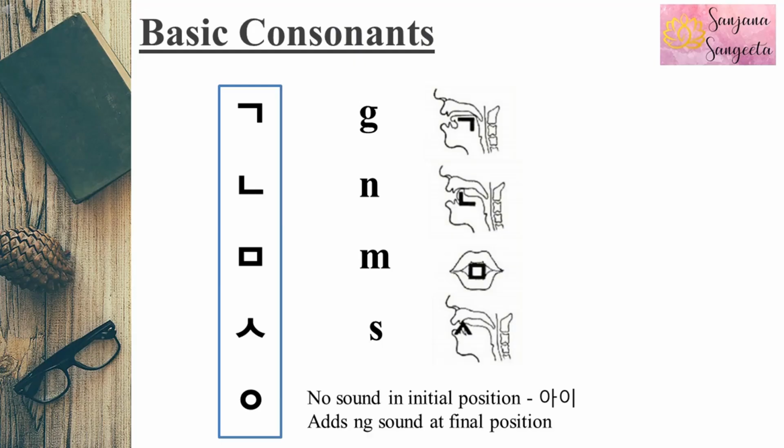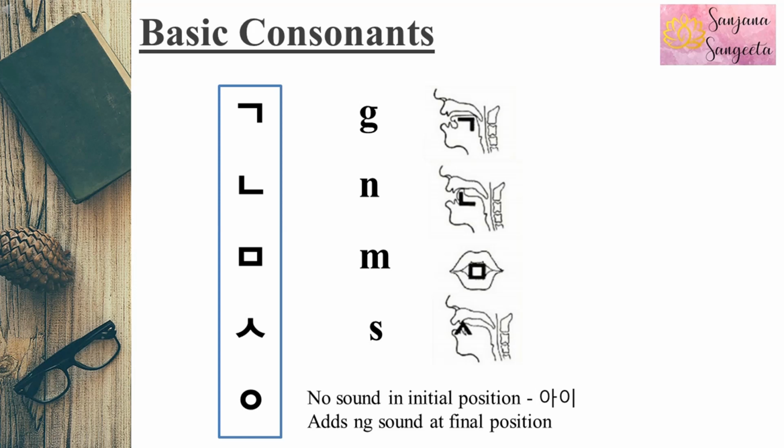Let's see the basic consonants. The first consonant sounds G, like G in English. Some say it sounds K, but it's actually G, like gorilla, good. When you make the G sound, your tongue goes flat. Check if your tongue goes flat by making the G sound.